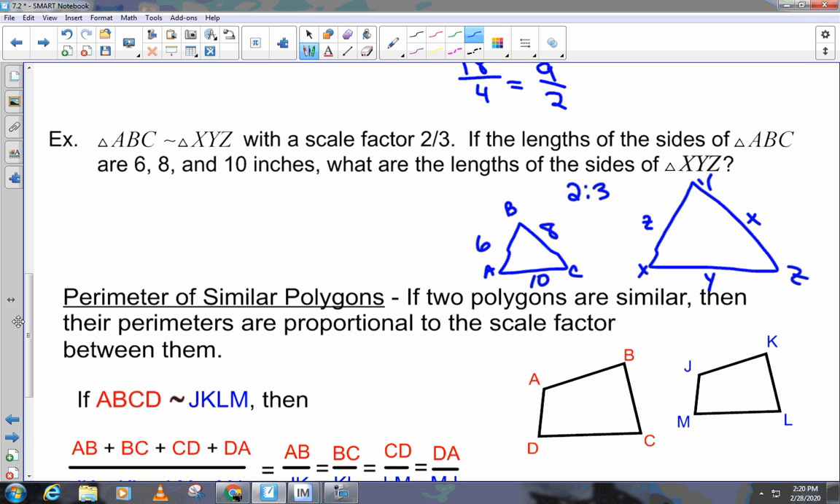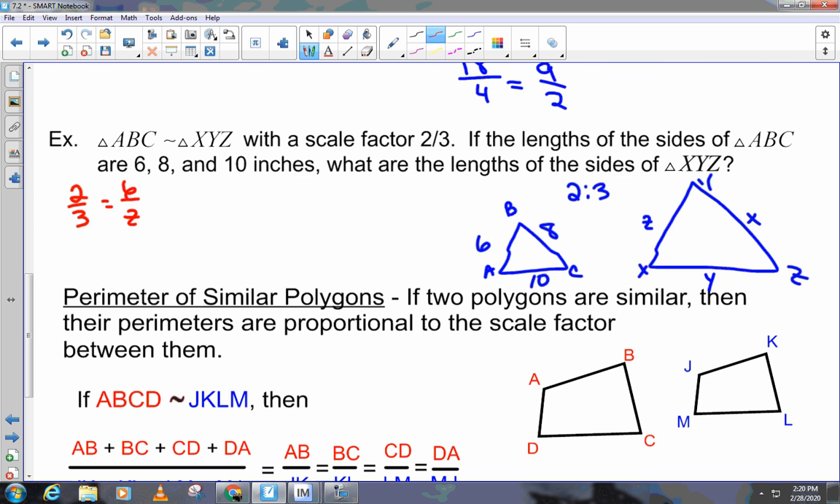All right. So my scale factor is 2 to 3. So let's use that scale factor of 2 to 3. And let's find z first. So I'm going to say, 2 is to 3 as 6 is to what? Well, that might be the answer, but I want to set the proportion up. So 2 is to 3 as 6 is to z.